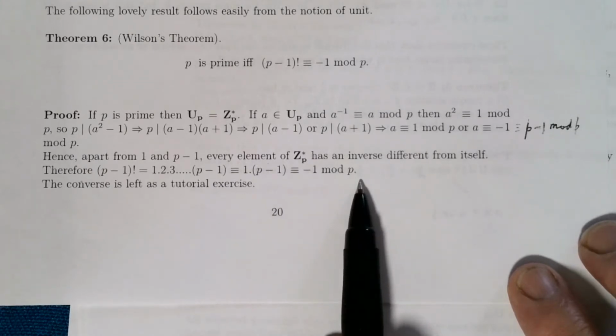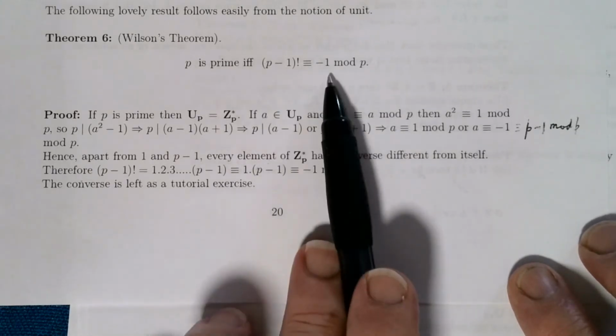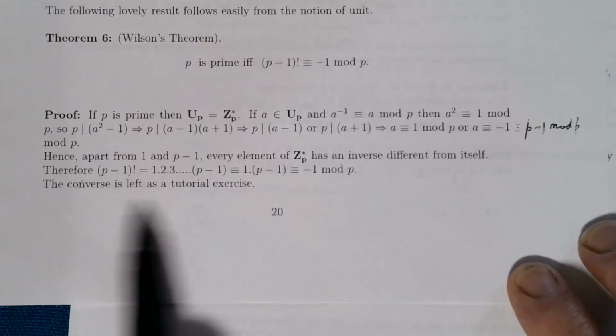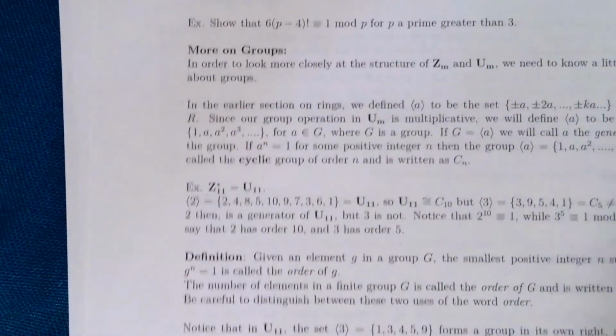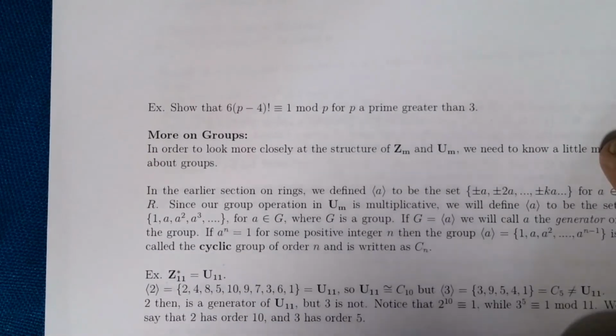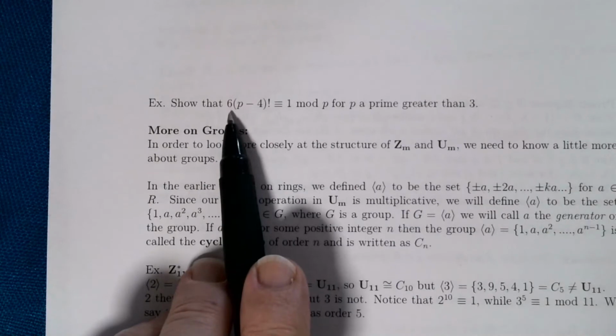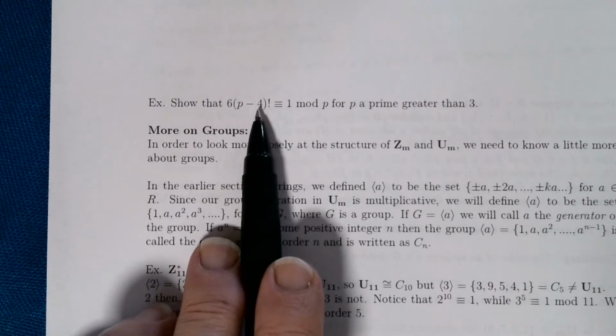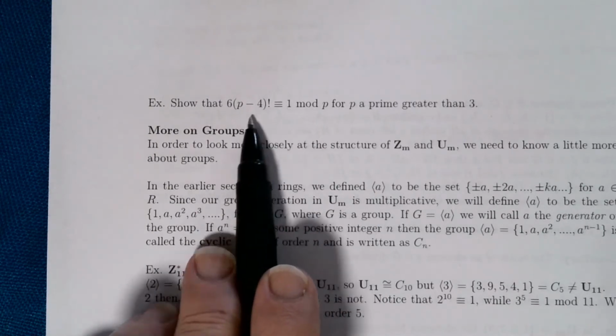The converse simply says that if this is congruent to minus 1, then p is prime, and that's fairly easy to prove. I leave that for you to think about. Another little example for you to try, which follows easily from that one, is to show that if p is a prime bigger than 3, then 6 times (p minus 4) factorial is congruent to 1. And that's a pretty easy exercise to do.